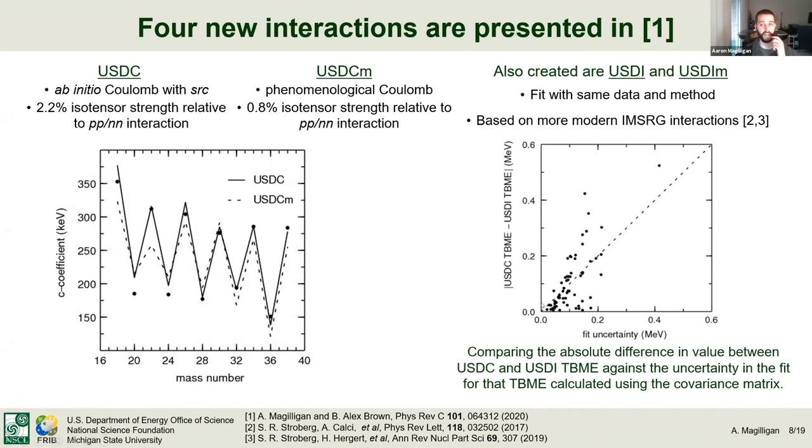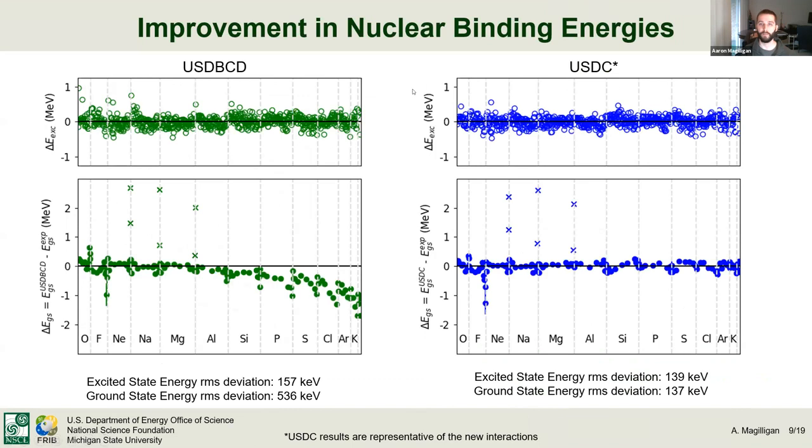And then again, they disagree more when the fit is uncertain about what that value should be. So the larger the uncertainty, the more disagreement you'll have between these two interactions, which makes sense. So the first big improvement that I'll point out with USDC over the old interactions, USDB-CD, is an improvement in the nuclear binding energies across the shell.